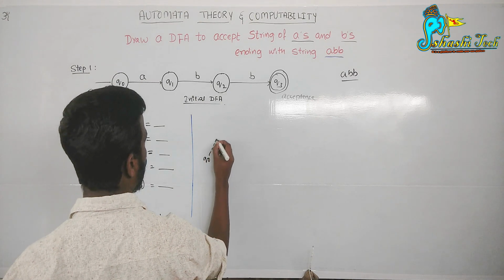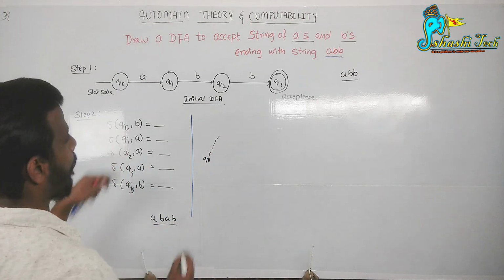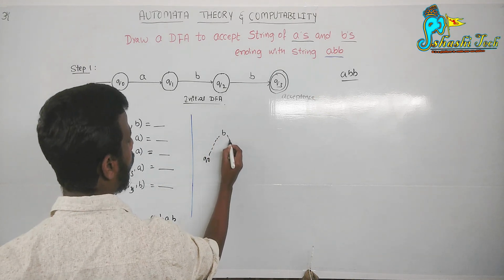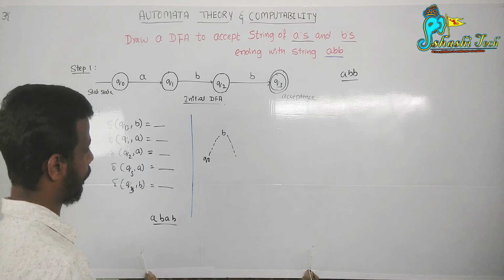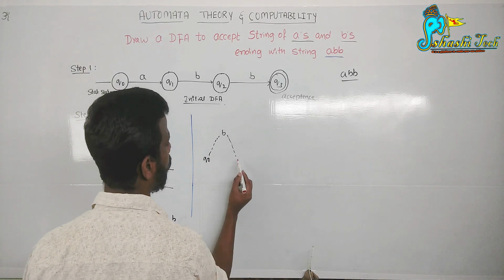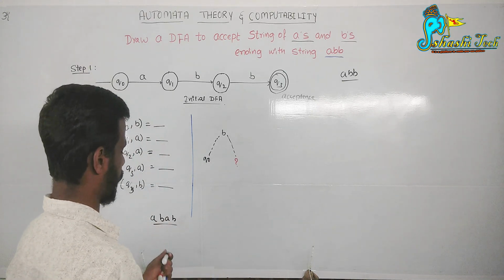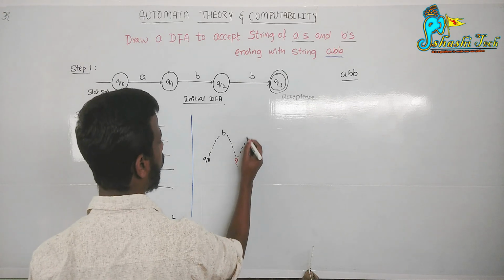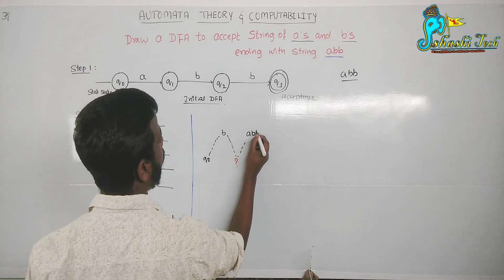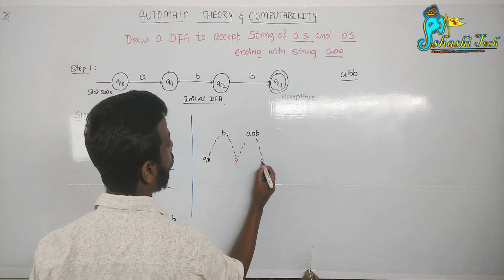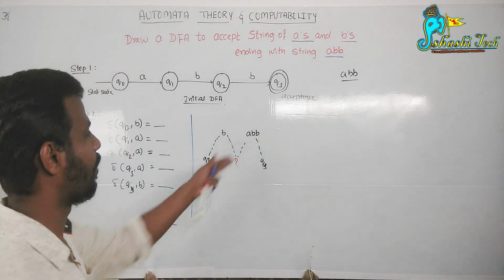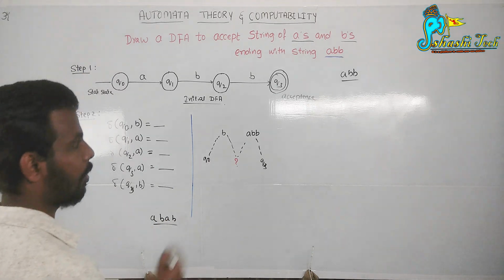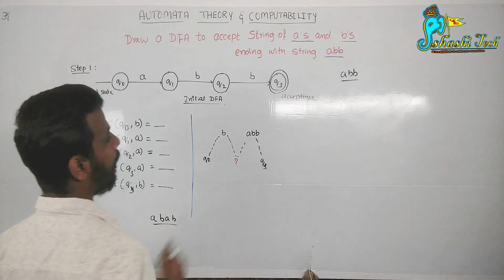Q0 upon accepting B is going to reach some state. We don't know that state, so I will write it as a question mark. Then upon accepting ABB, we are going to reach the Q3 state. You may wonder what this ABB is. In order to save space, I am writing ABB.